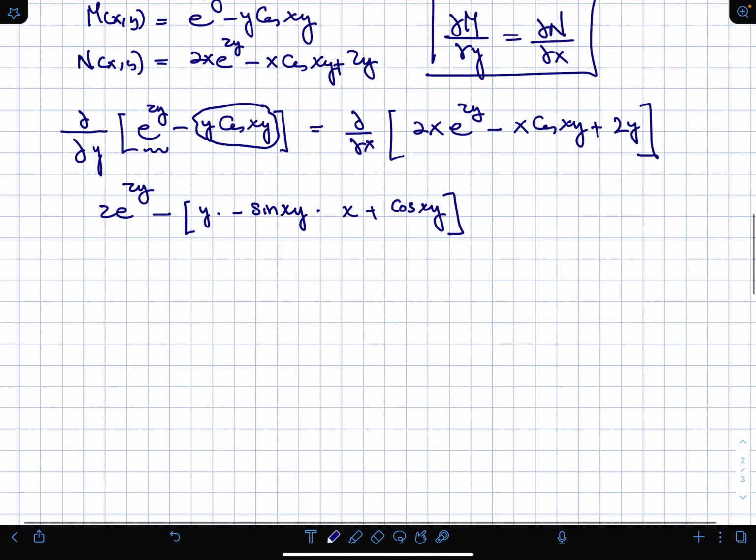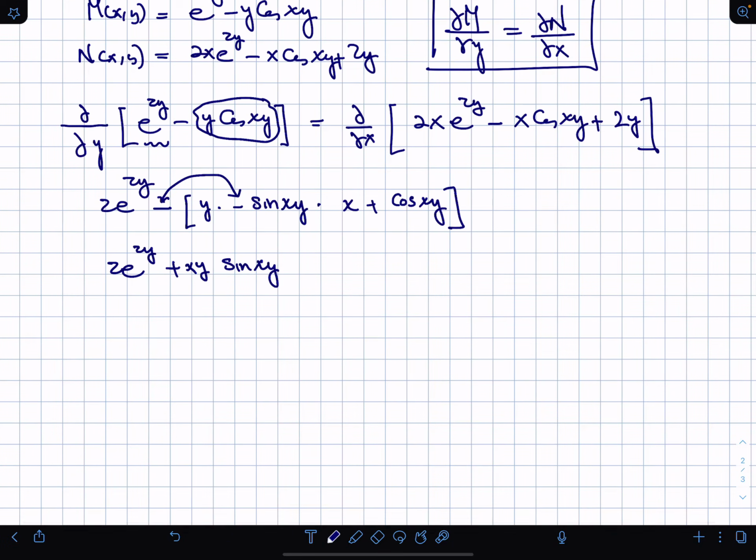Now I can clean this up to 2e to the 2y plus, actually, it's xy sine of xy, right? Because a minus and a minus gives you a plus, and then you have a y, you have an x, and you have a sine of xy, which gives you that product. Plus, actually, minus times the plus would be minus cosine of xy, because you have a plus here, but you have a minus here that multiplies the brackets, turning that into a minus. So that becomes the derivative for me for taking the partial of M with respect to y.